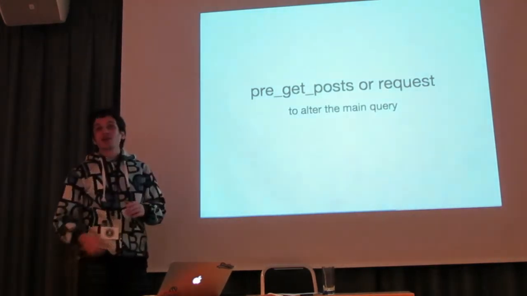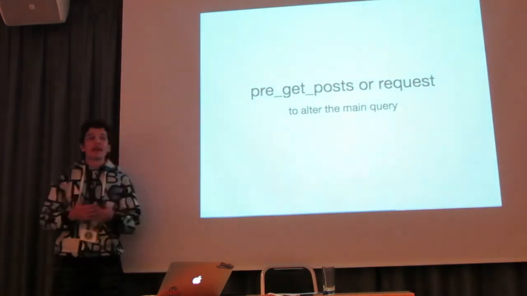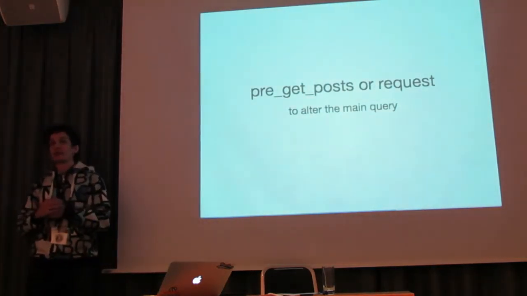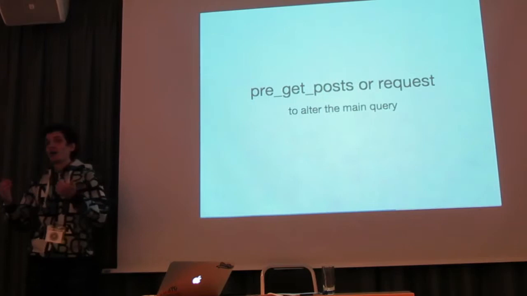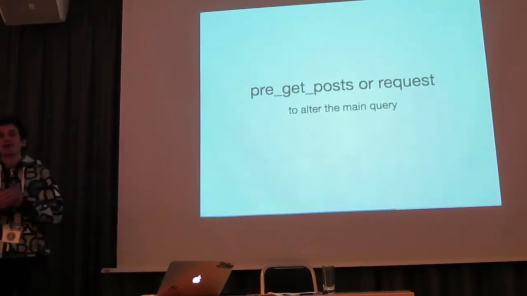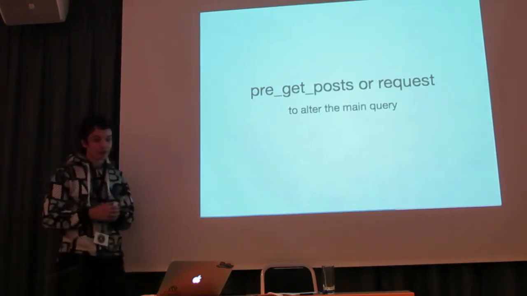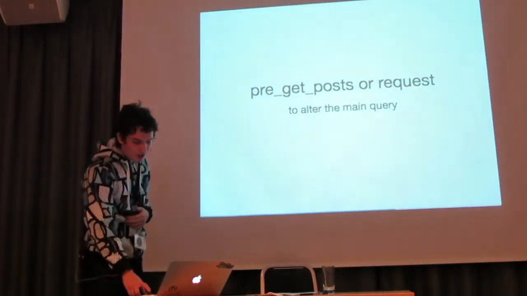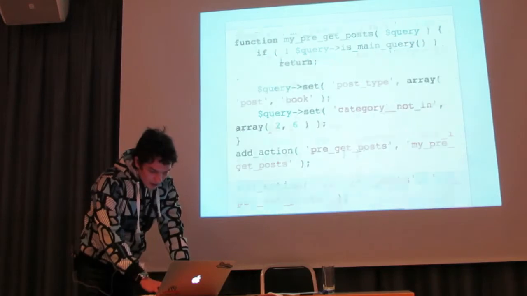I recently asked on Twitter what were the main use cases for query posts in WordPress themes, and the top three were featured posts, custom post types on the front end, and minor things like excluding a category from the stream. The last two are fairly easy with pre_get_posts.